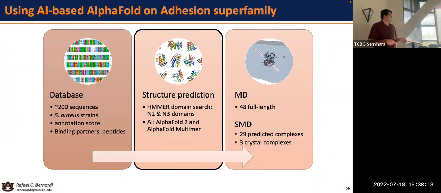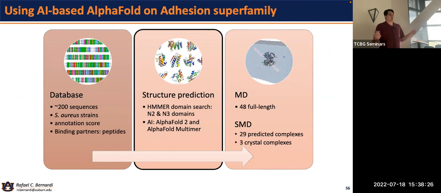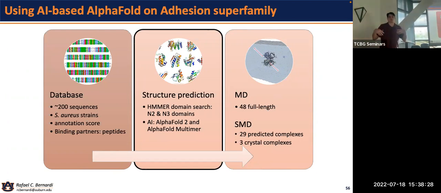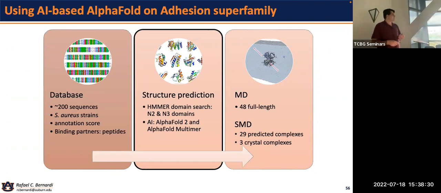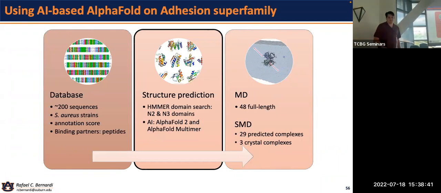So we did that, and then we selected systems from the AlphaFold because not all the systems were good. We selected 48 full-length sequences and did SMD MD on all of them. We did 29 of them. The complex was stable. It was not going away after the MD. So we kept only those. And other than these 29, 3 of them were crystal structures that we also added, not from the AlphaFold. So we are actually looking at 32 different systems.